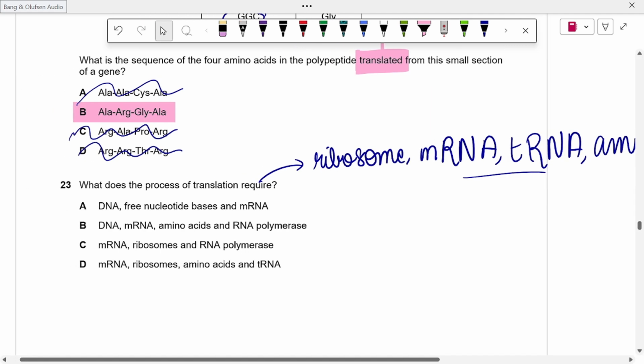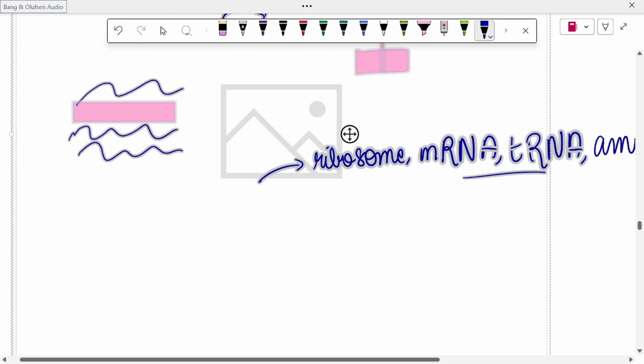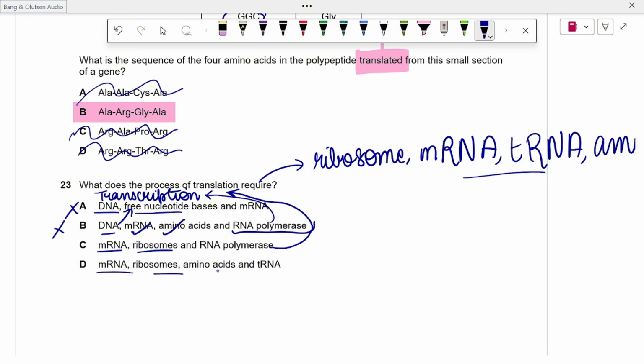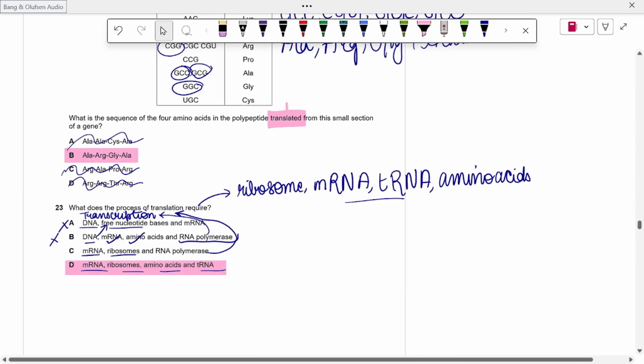Let's see the option. A. DNA and nucleotides are needed for the process of transcription. तो ऑप्शन ए तो हमारा एलिमिनेट हो गया. डीएनए अगेन ट्रांसक्रिप्शन के लिए चाहिए होता है. mRNA, amino acid, RNA polymerase is needed for the process of transcription. Option B is also eliminated. mRNA, ribosomes, RNA polymerase, again same logic for the process of transcription. We are looking for the process of translation. mRNA, ribosomes, amino acid, and tRNA. This is your correct option. So make sure you remember the process of transcription and translation.